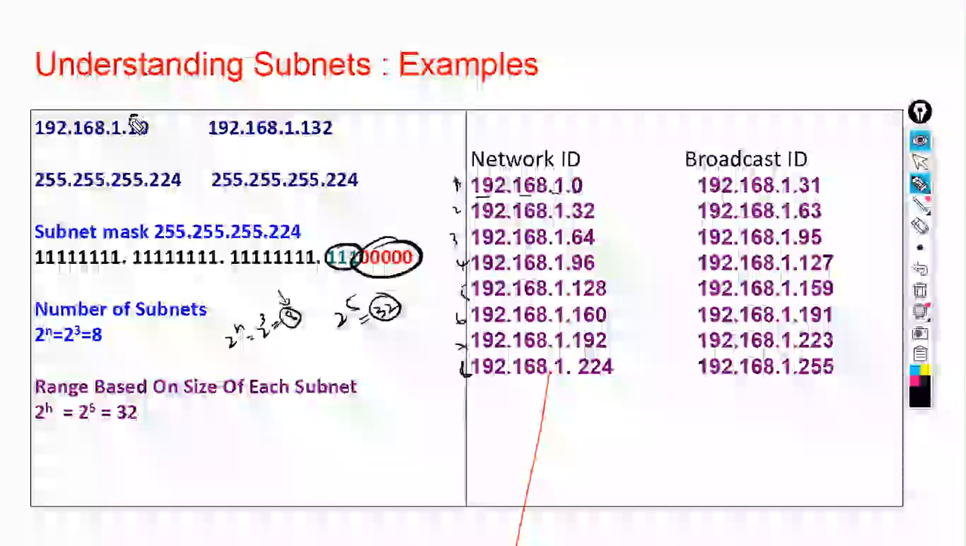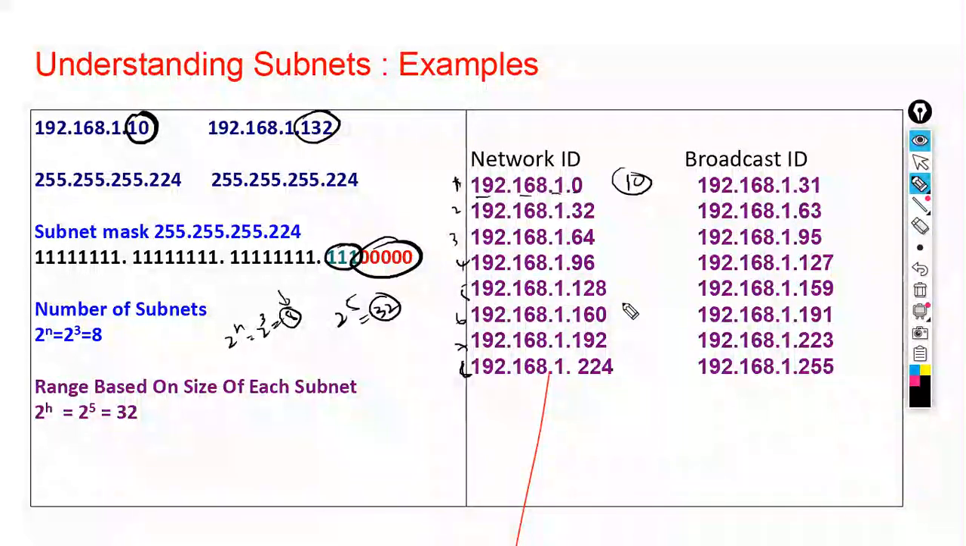Now let us see where this 1.10 is falling. In which network is 1.10 falling, guys? First network. Very good, first subnet. And what about 132? Fifth. Fifth, right? So are they in the same network or different networks? How was it decided whether they are in the same network or a different network? Using the subnet mask.